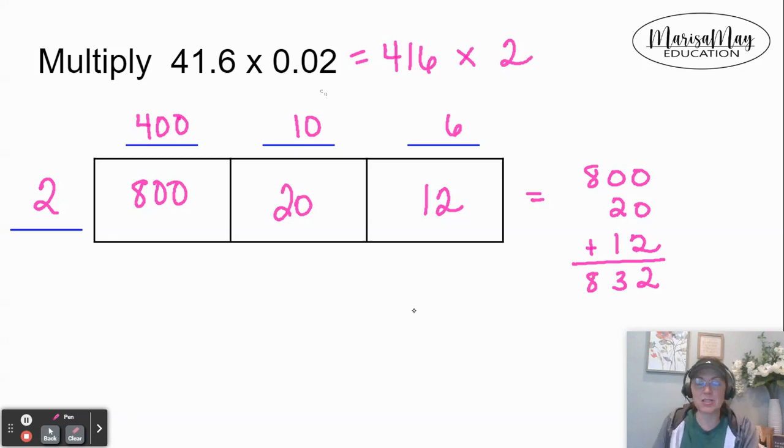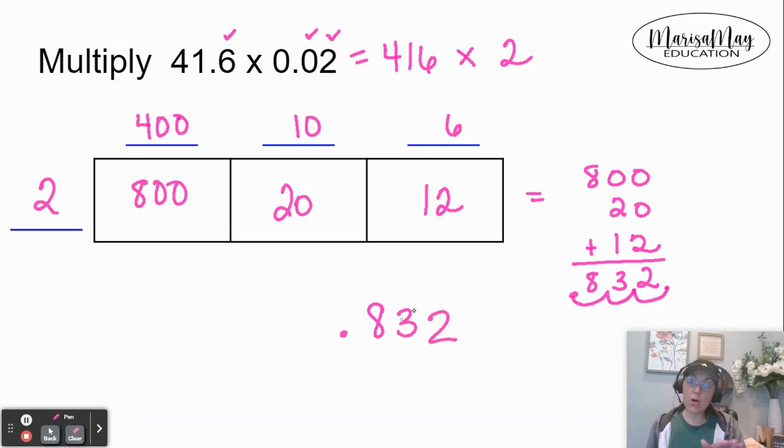Now, let's bring back in the decimal. You'll remember that we had 1 place behind the decimal, 2 places behind the decimal, 3 places behind the decimal in the problem. That means my answer needs to also have 3 decimal places. So I'm going to start the decimal here and move it 3 places. There's 1 and 2 and 3. So my final answer here should be 0.832.